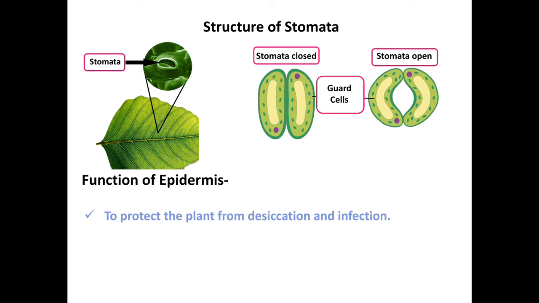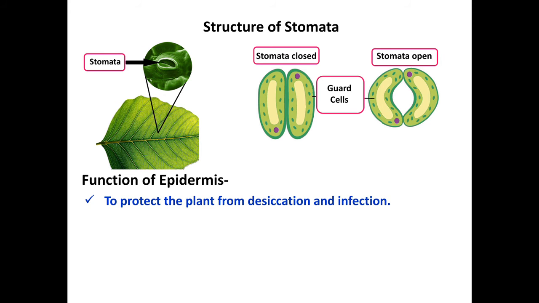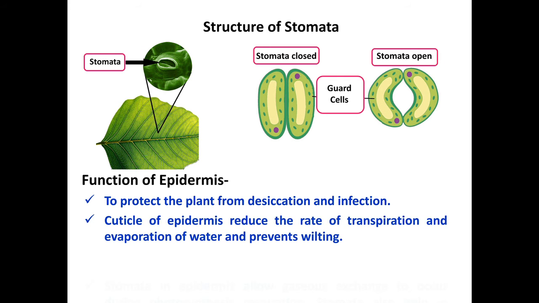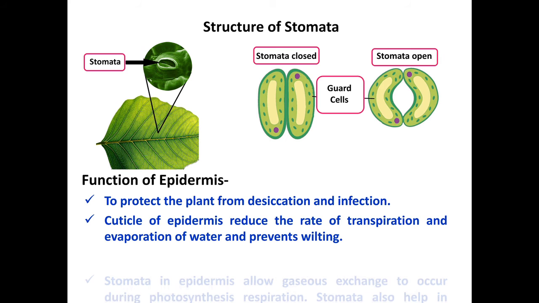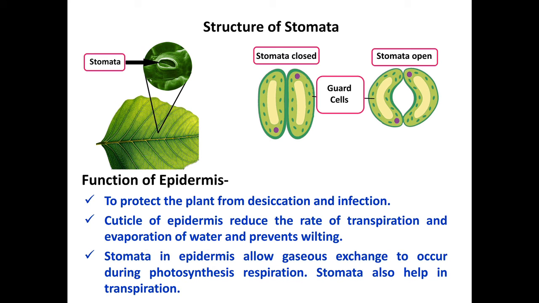So the main function of epidermis is to protect the plant from desiccation and various types of infections. As epidermis is covered by cuticle, it prevents the excessive transpiration and evaporation of water, hence preventing wilting in the plants. Students, as we have already discussed, stomata on epidermis allow the gaseous exchange during photosynthesis and respiration, and stomata also help in transpiration.